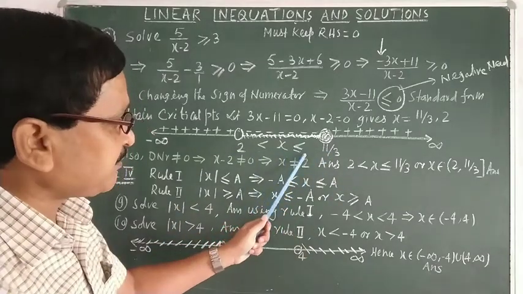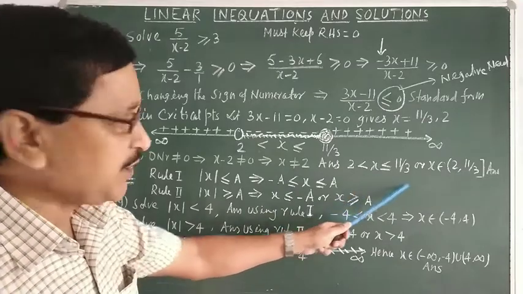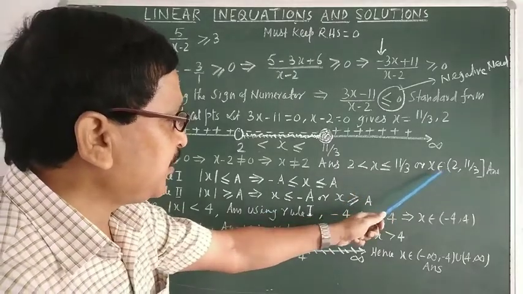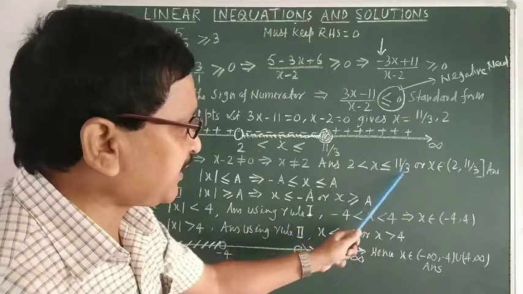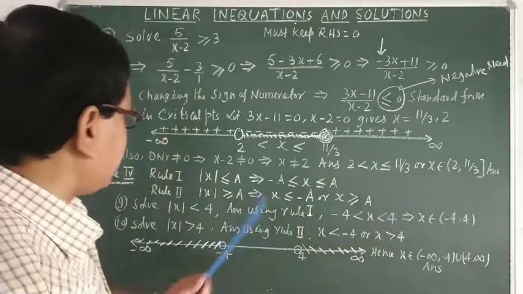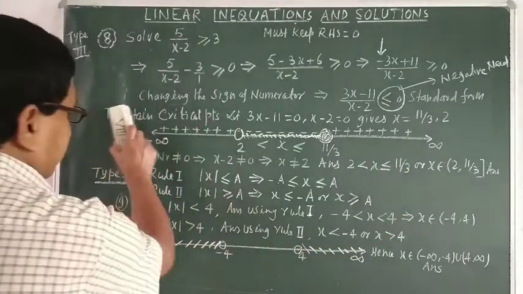2 is smaller than x, which is smaller than or equal to 11 by 3. Or you can write the answer in interval style: 2 not taken, so a small bracket, 11 by 3 taken, so a big bracket. This is your answer. Now type 4.